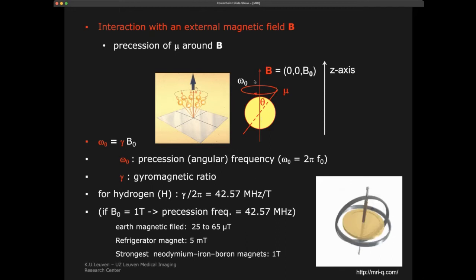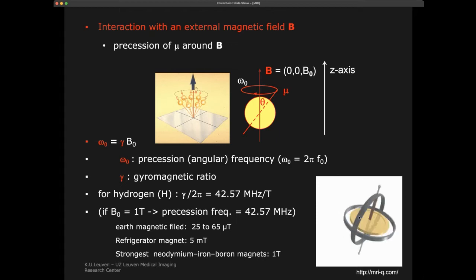So say that we create an external magnetic field and we put this proton, this hydrogen atom, in it. It's still rotating around its axis, but under a certain angle, it also starts to rotate around this magnetic field, pointing predominantly in the direction of the field. It's a little bit like a gyroscope. So you have an internal rotation.